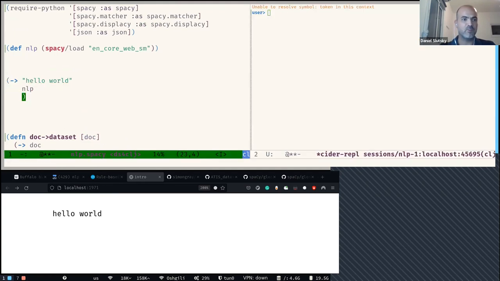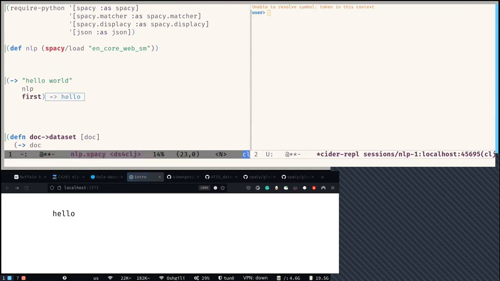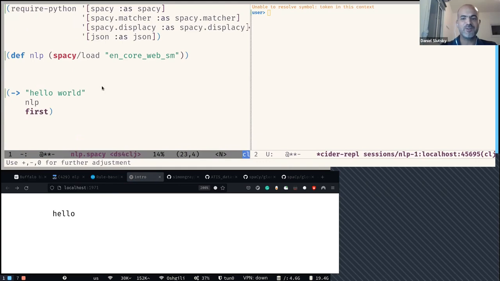First. So you need to apply the object first? What do you mean? Apply the NLP object on the text? Oh, yeah. Thank you so much. So I should have explained. Yeah, thank you, you should stop me more.